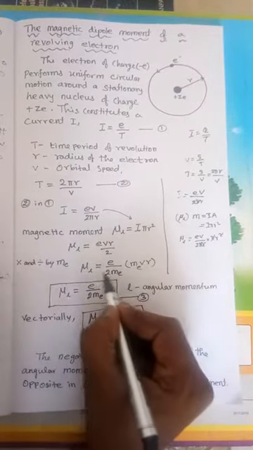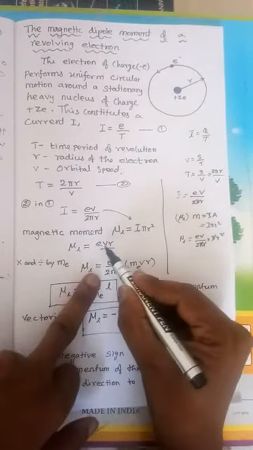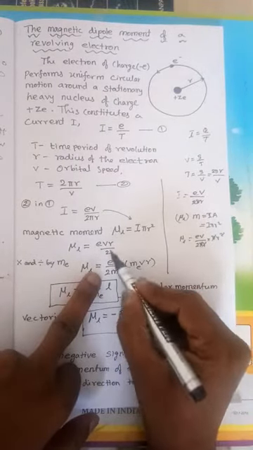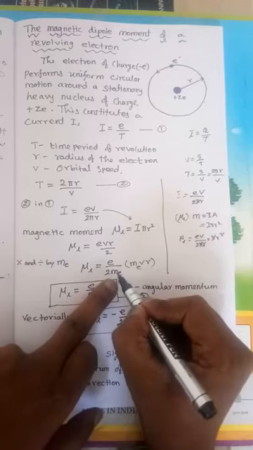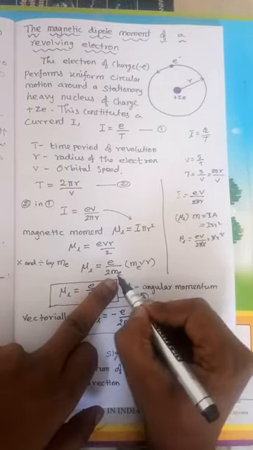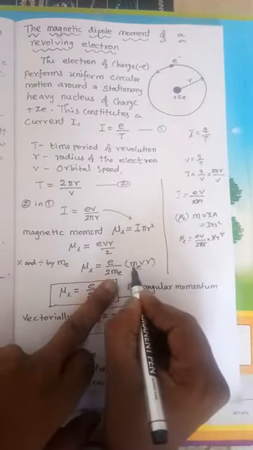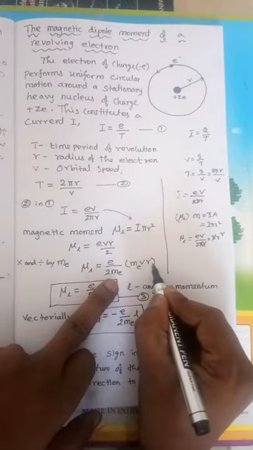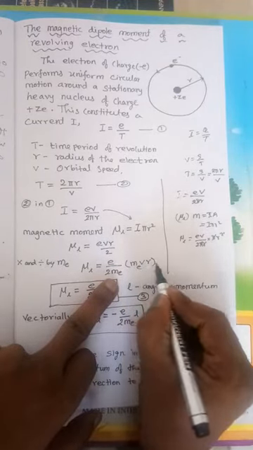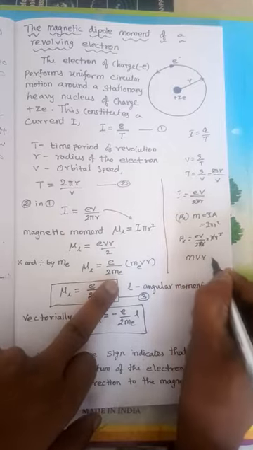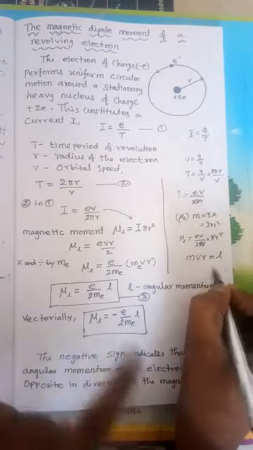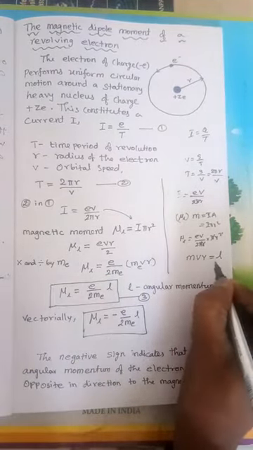See, multiplying and dividing, the value does not change. So mu L is equal to e by 2me, multiplying and dividing both values. So m v r, why do you take m v r? Mass, velocity, radius: electron mass, velocity, radius is nothing but L. What is L? Angular momentum. That is called angular momentum.